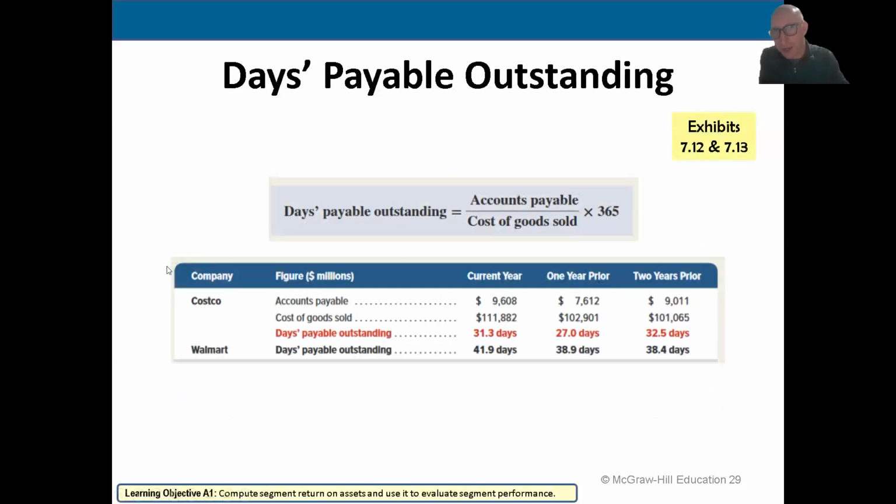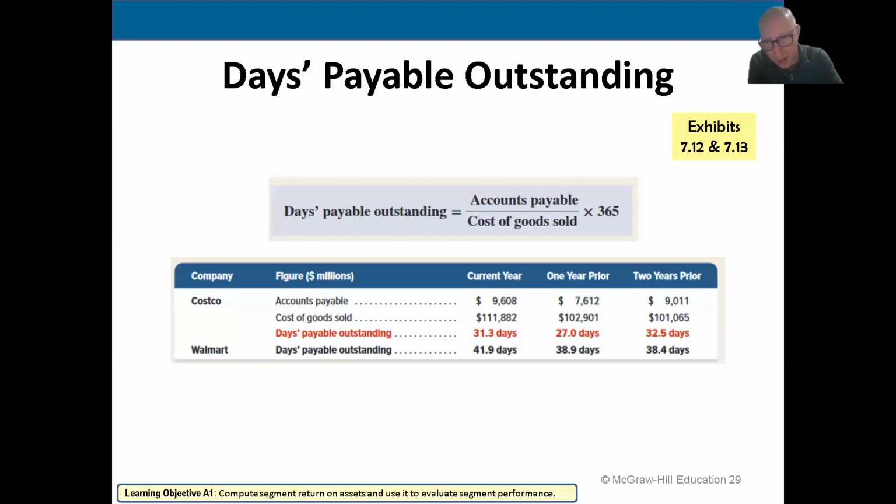I promised you I wouldn't let you leave today without doing at least one ratio. So here it is. This is called days payable outstanding. This tells me how long it takes for our business to pay our bills on average.